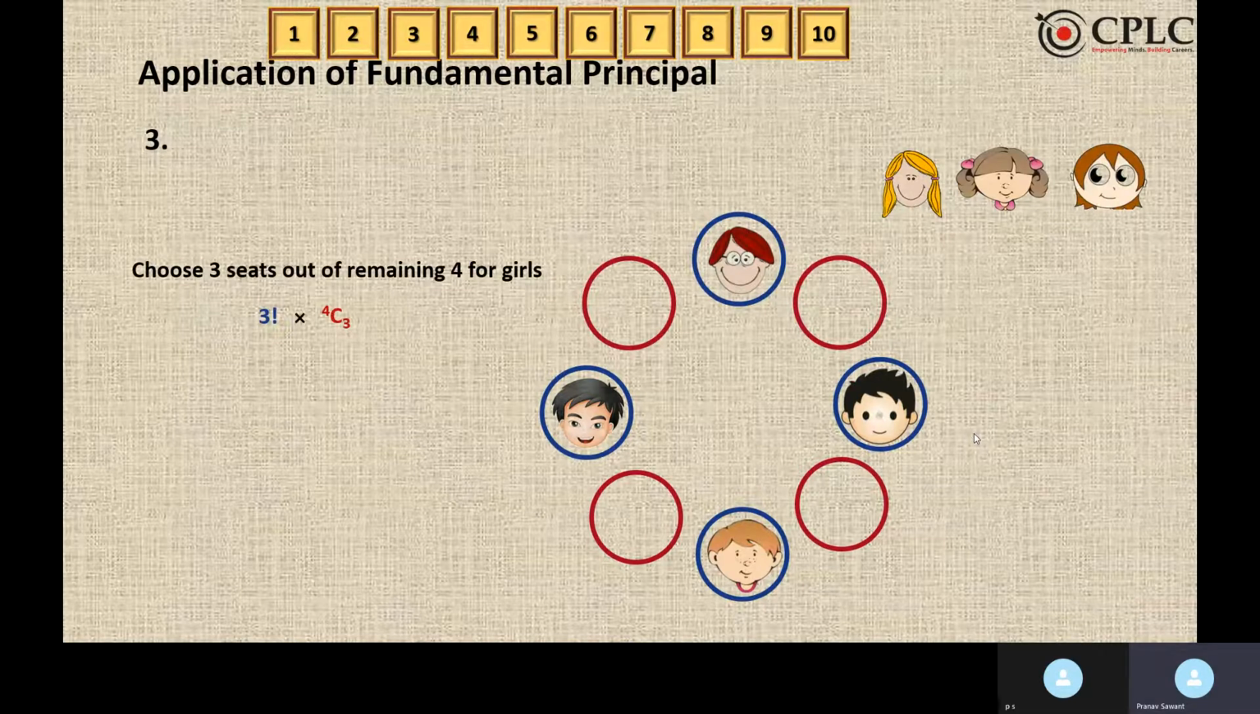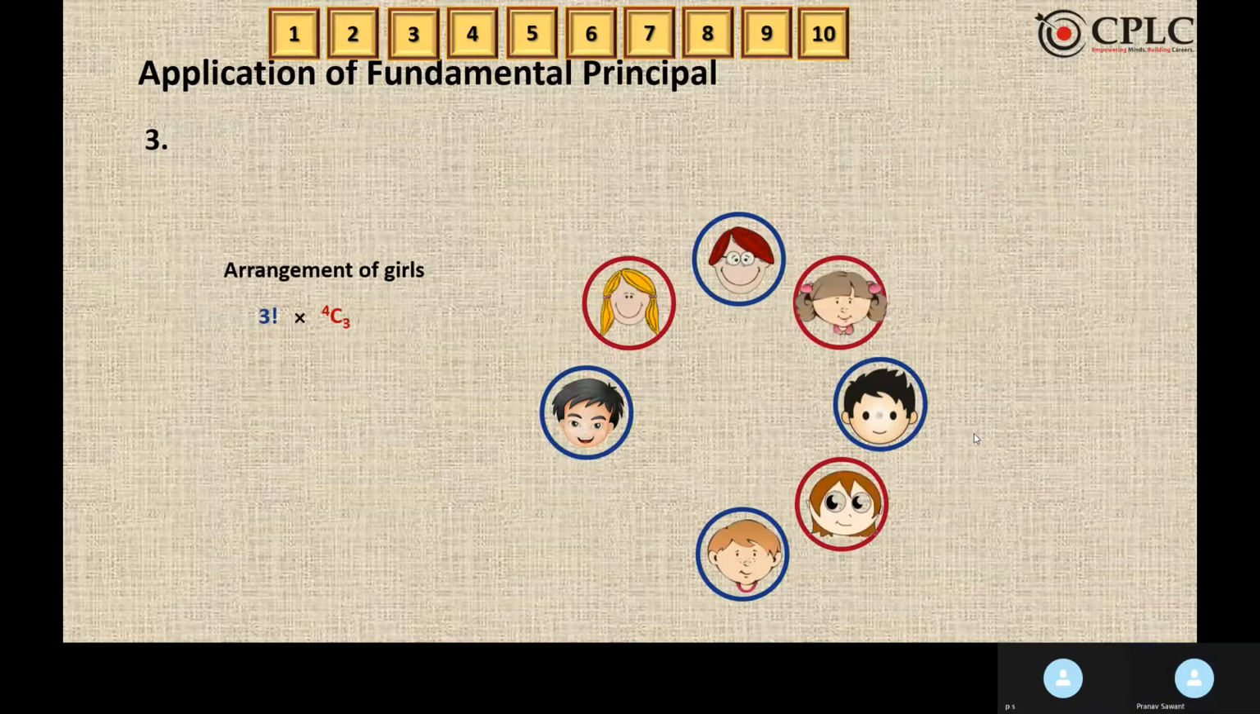So it is going to be 4C3. Now we also have to do the arrangement of girls, that is going to be into 3 factorial. So this is another way of solving such types of questions. The final answer is going to be 144.